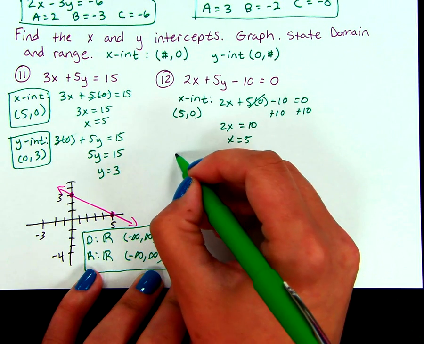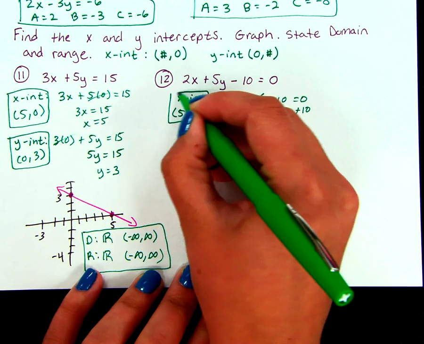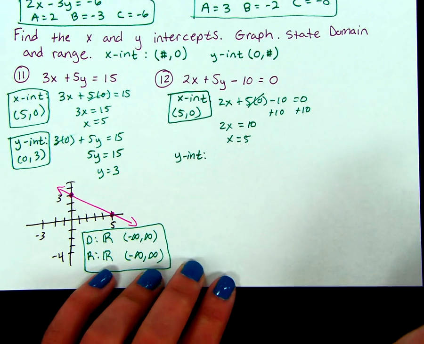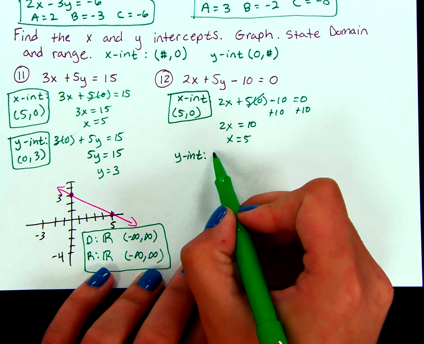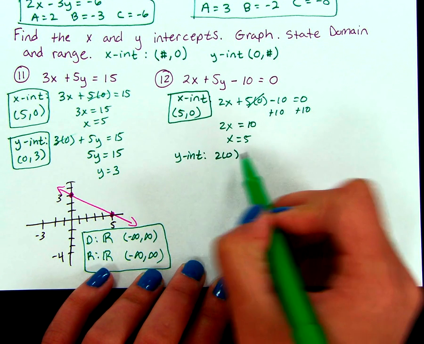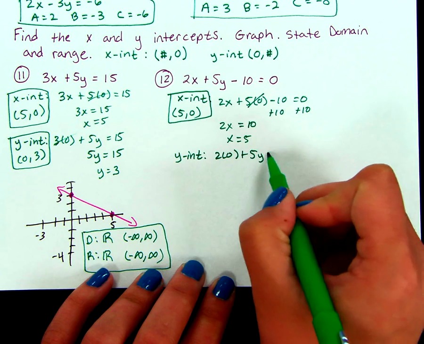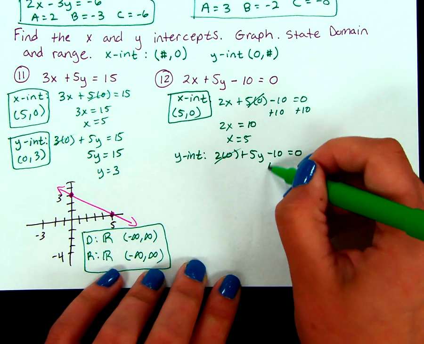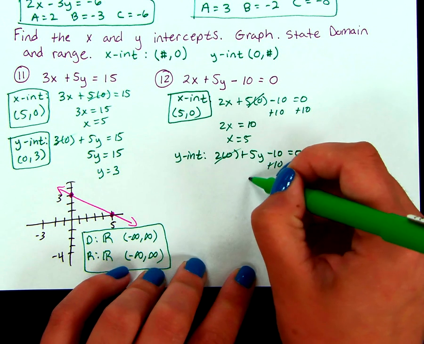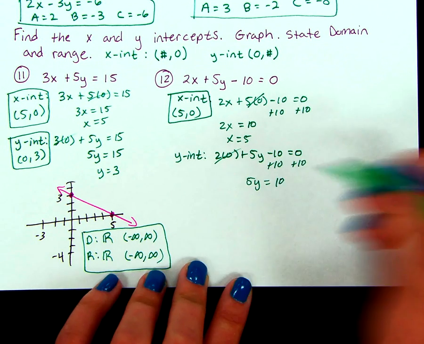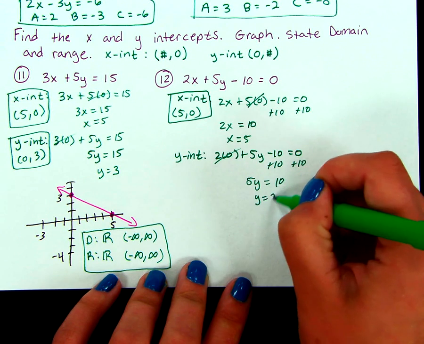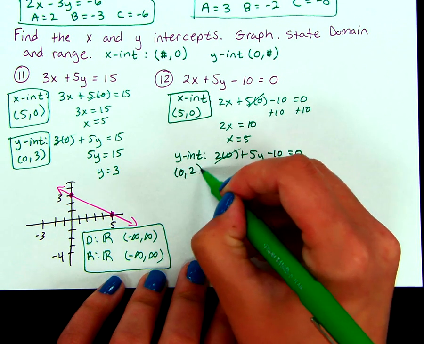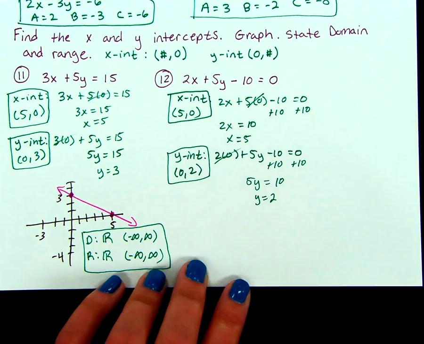And then now let's find the y-intercept. And I'm also going to circle this because that was part of my answer. So y-intercept. So this time we are replacing x with 0 to find y. So this will be 2 times 0 plus 5y minus 10 equals 0. So again, that 2 times 0 is just 0, so that cancels. We're going to need to add 10 again. So 5y equals 10, and then divide by 5, so y is 2. So as a point, this is going to be at 0, 2. So again, I'm going to circle this because that's part of my answer.